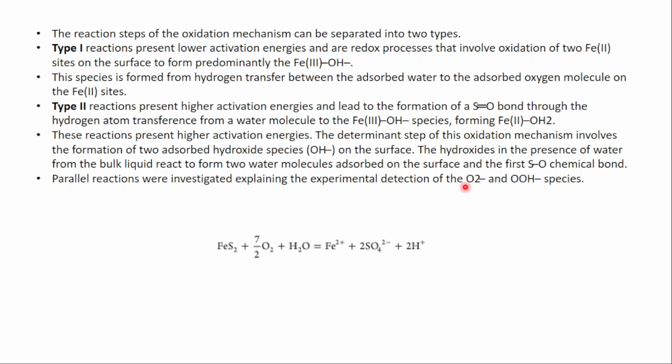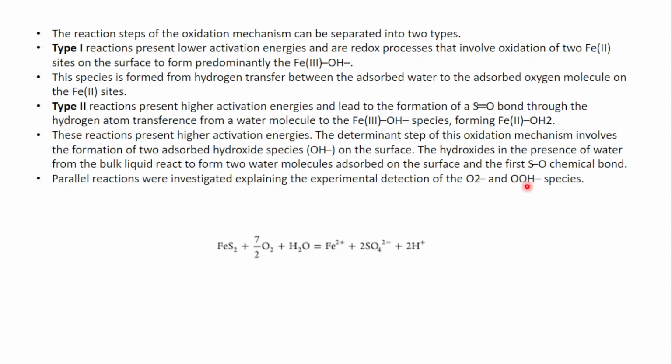And this is another explanation, just to show you these reactions present higher activation energy. This slide is talking about the activation energy difference when you dissolve FeS2 in water in the presence of oxygen. The determinant step of this oxidation mechanism involved formation of two adsorbed hydroxide species on the surface. The hydroxide in presence of water from the bulk liquid reacts to form two water molecules adsorbed on the surface and the first SO chemical bond. Parallel reactions were investigated explaining experimental detection of O2- and OOH species. So these are peroxide and superoxide species.